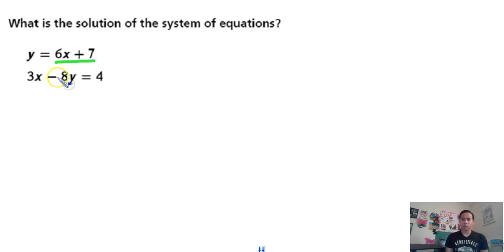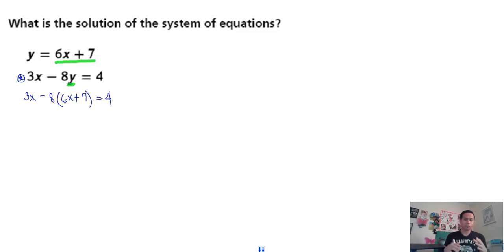to my y here. So it will become 3x minus 8, and now your y will become 6x plus 7, is equal now to 4. So you see here that the value of y became 6x plus 7.